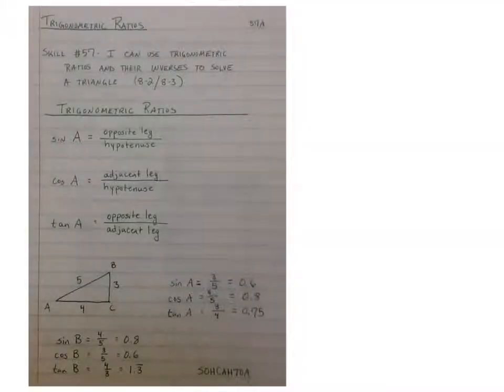Alright, we'll begin our notes on page 57A, where we are first introduced to our three trigonometric ratios. Our first three ratios are sine of A, and that is the opposite leg over the hypotenuse. Cosine of A, which is the adjacent leg over the hypotenuse, and then tangent A, which is the opposite over adjacent. So oftentimes what we'll do is we'll say sine is opposite over hypotenuse.